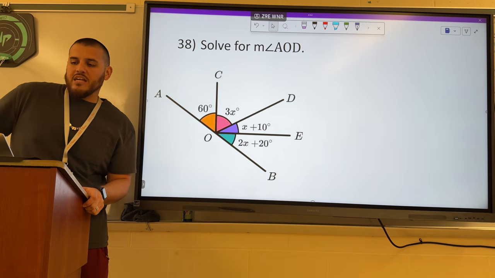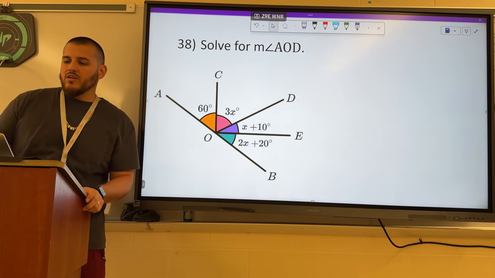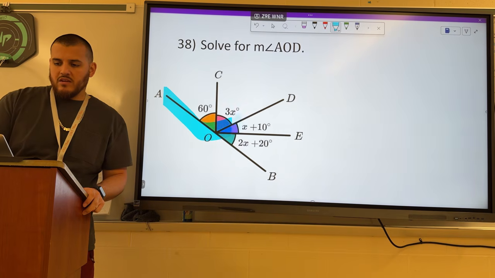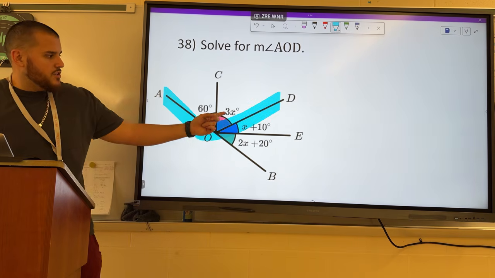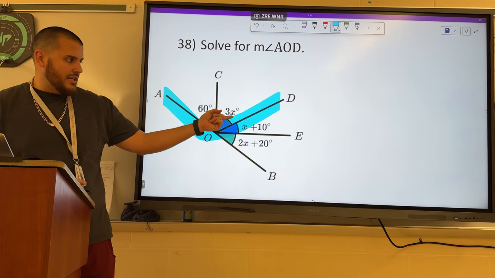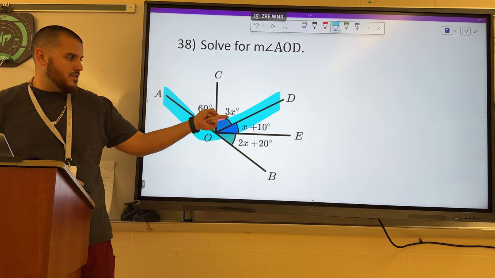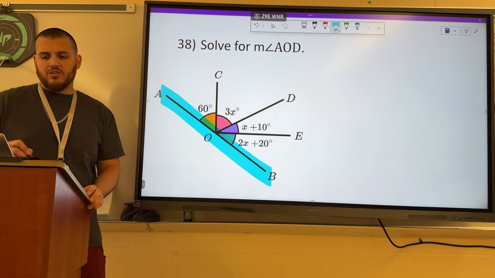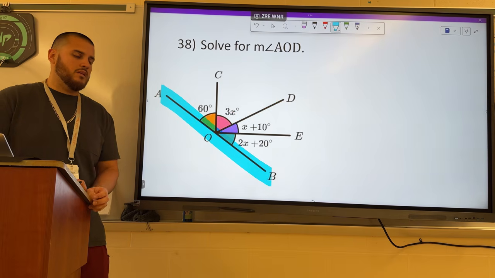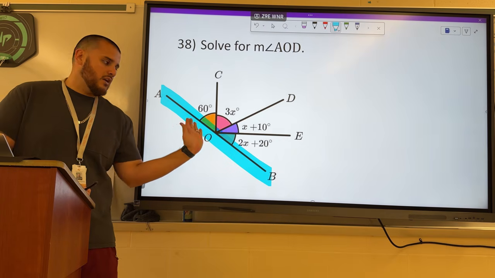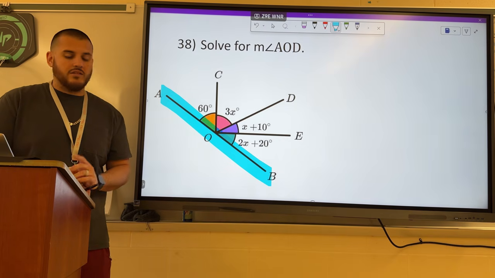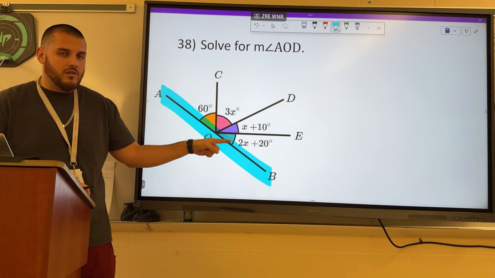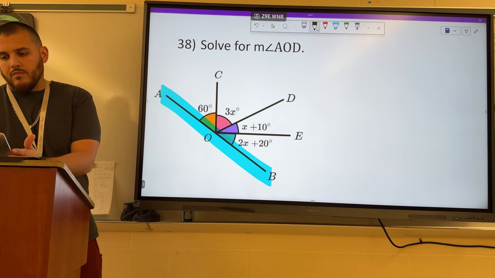In example 38, we have to solve for the measure of angle AOD. So that's this angle here. If we knew the measure of this angle, we could get that pretty easily. So I need x. I need to figure out what x is and plug it in there. How can I do that? Well, I can do that knowing the properties of straight angles. Very important. We've seen it in a few problems already. Straight angles have 180 degrees on either side of them. So all 4 of those need to have a sum of 180.